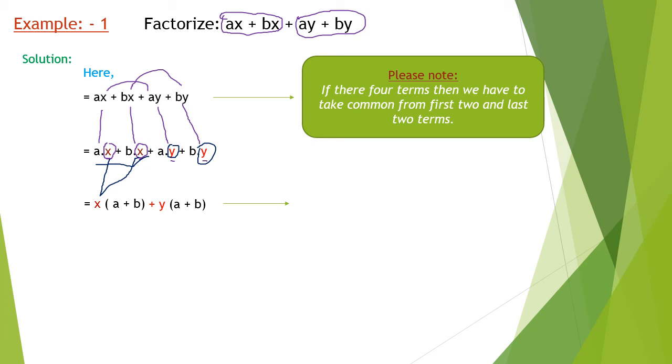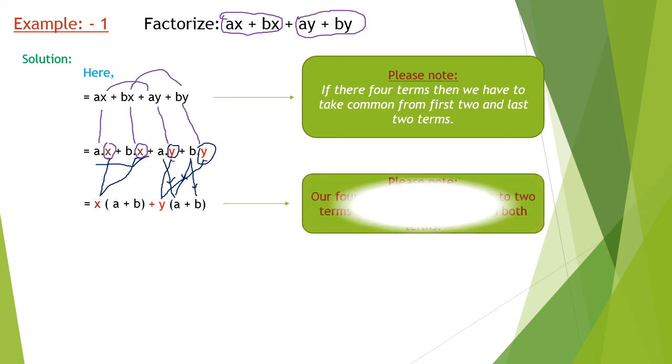Y is common, and you can see the remaining a plus b, a and b inside the bracket. Remaining part will be inside the bracket, and the common must be taken out from the other.